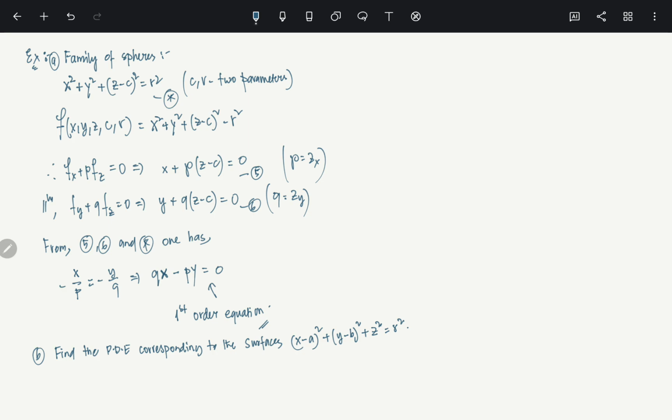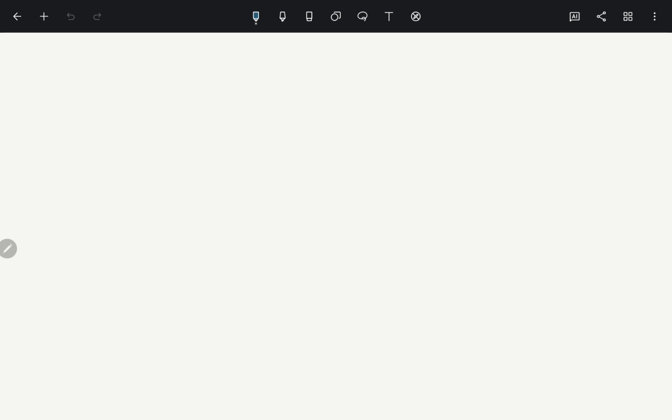Yeah, so try and find out if you can do that. What is the family of surface? In this case, you just stick with this thing. You see, a and b are the two parameters which are dependent here. Okay, just that. So try to find it.